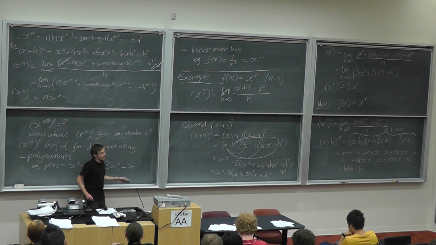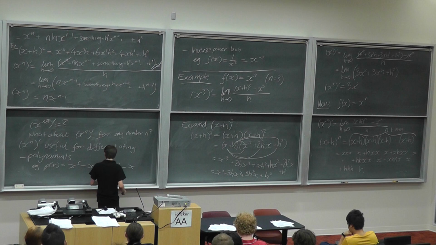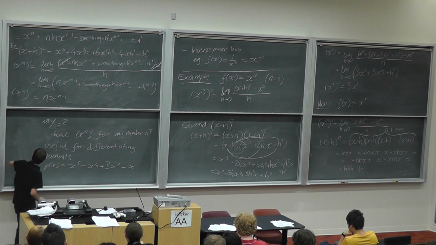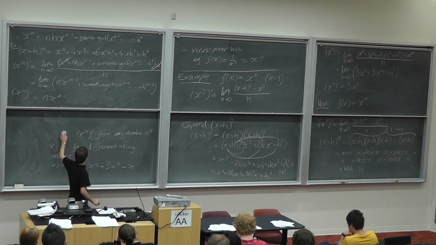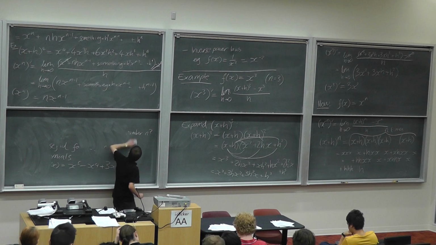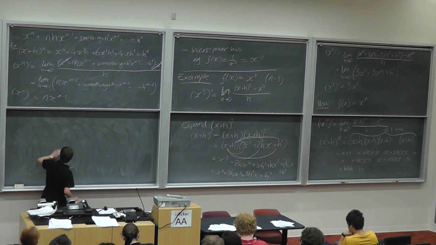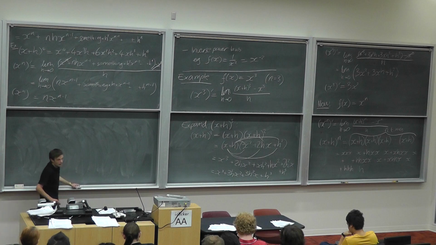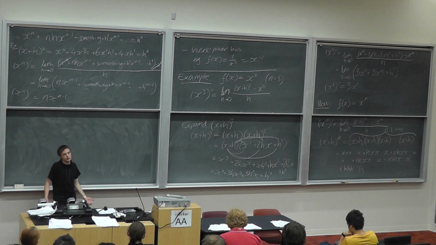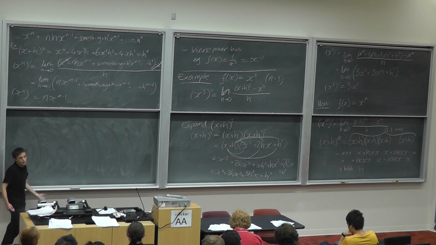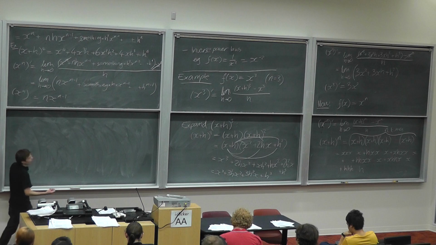Now, we've assumed here that n was a positive integer. Otherwise, we wouldn't have been able to expand x plus h to the n quite so easily. So what you'll actually find is that this is true for any value of n. It's not just true for positive integers n. n could be a negative integer, or it doesn't even have to be a whole number. And you can still prove it using the limit definition. It takes a little bit more time.